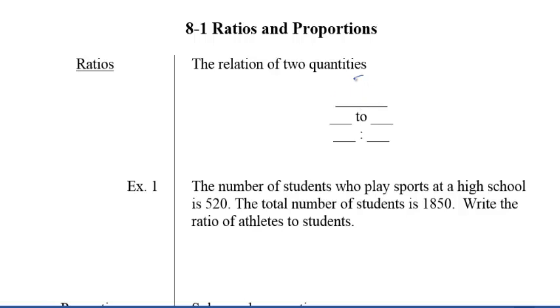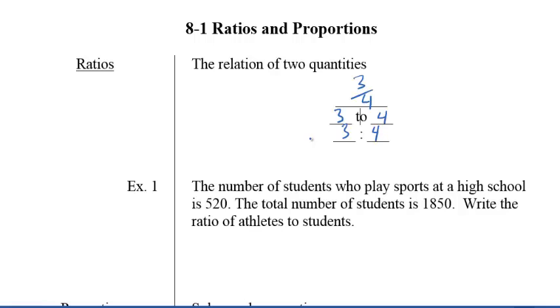For example, if we have the fraction 3/4, it's a ratio of 3 to 4. So we could write that also with the words 3 to 4. Or there might be a colon, so it looks like 3:4, and we read that 3 to 4. All right, so example number 1.